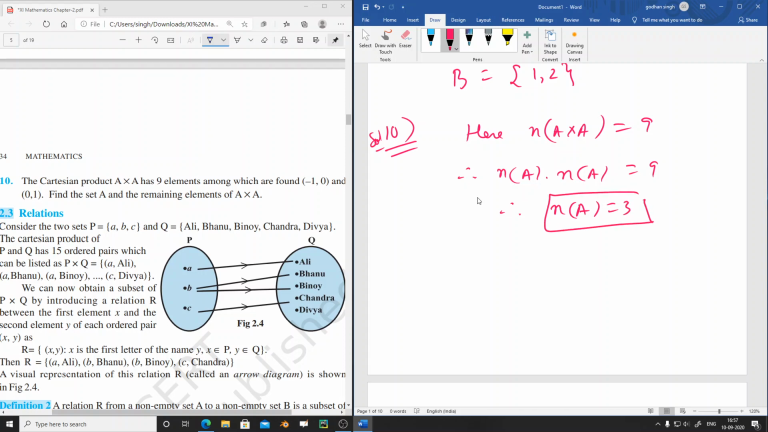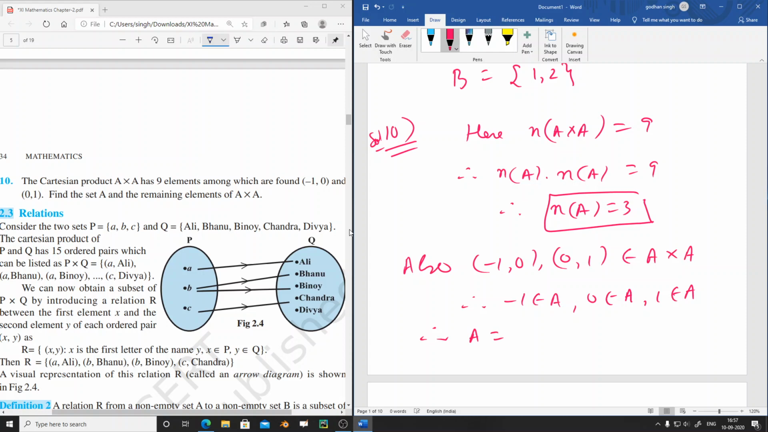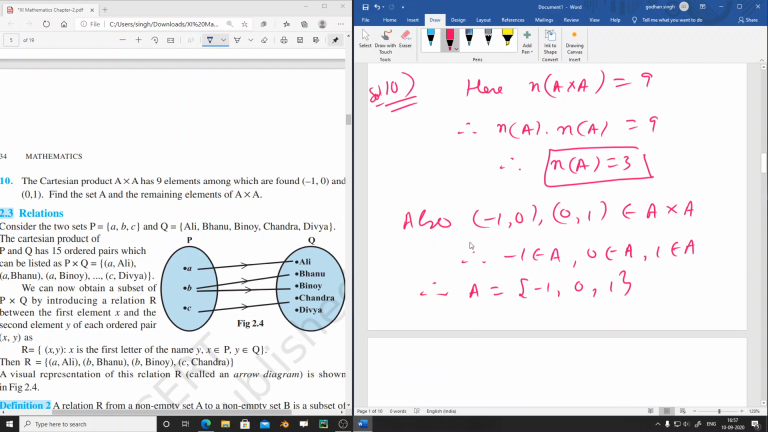Now, what is given to us? Also, (-1, 0) and (0, 1) belong to A cross A. Therefore, we can say that -1 belongs to A. Also, we can say that 0 belongs to A. And if you see the second element of the ordered pair, 0 and 1 belong to A. So 1 also belongs to A. Therefore, because A will have only 3 elements, A is equal to the set having elements -1, 0 and 1. So this is our set A.